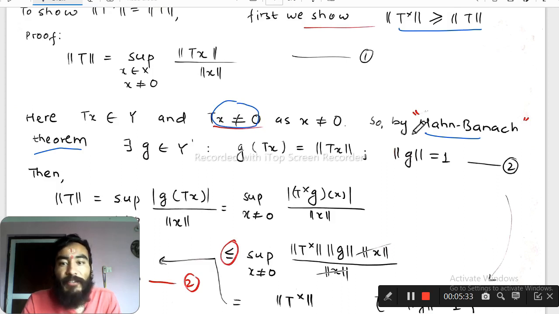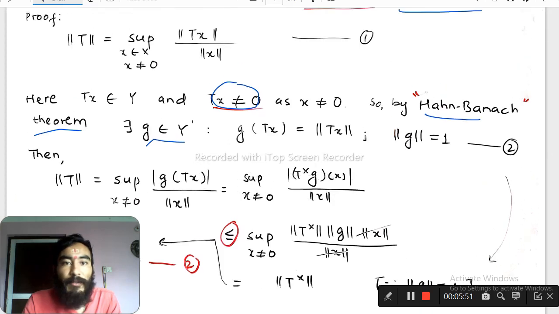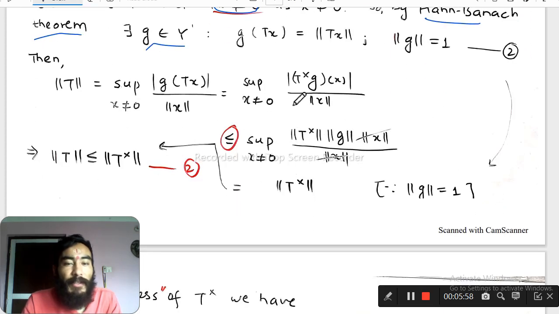Then by application of the Hahn-Banach theorem, there exists a functional g in Y dash such that g of Tx equals the norm of Tx and the norm of g equals 1. Now we substitute the value here. We have the norm of Tx equals g(Tx). Then we apply the relation of the adjoint operator: g(Tx) equals T star g applied to x.